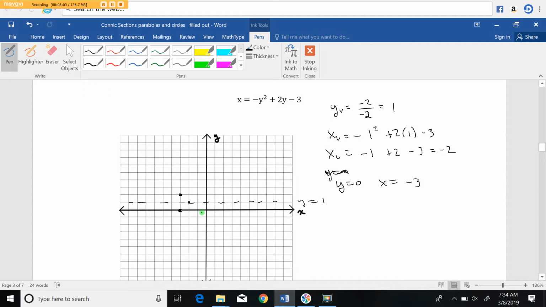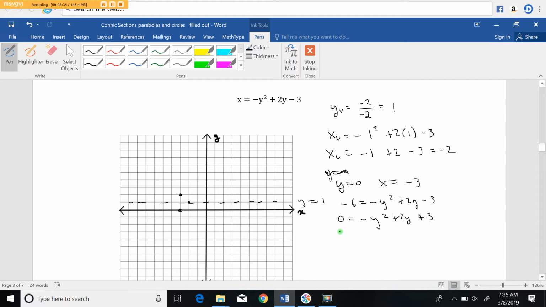Let's get about one more point over here somewhere. Let's see, 1, 2, 3, 4, 5. Let's do 6. Let's put -6 in for x and get a pair of values out for y. So that's going to be -6 equals -y squared plus 2y minus 3. So this is going to be 0 equals, adding 6 to both sides, minus y squared plus 2y plus 3. Just double check that, plus and plus, yep.